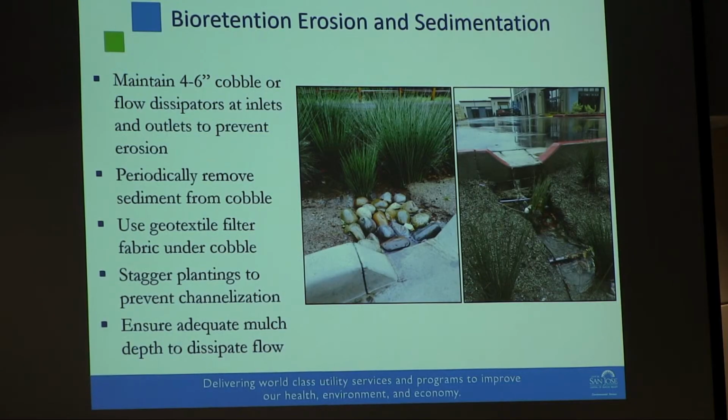Maintaining cobble or flow dissipation at all the curb cuts, inlets, outlets, overflows and downspouts is critical to prevent erosion. See, the photo on the left is properly installed cobble. Actually, it's not enough cobble. It needs to extend past the curb cuts about 6 inches on the other side. But that's to prevent erosion going into the system. And you can see the results of not having cobble. You can quickly destroy the system because it's very light and fluffy soil that will wash away very quickly.